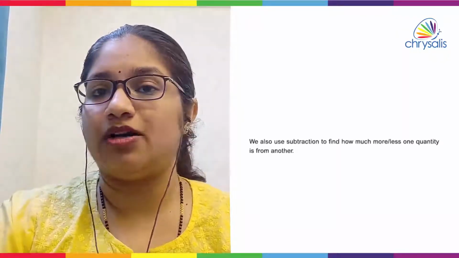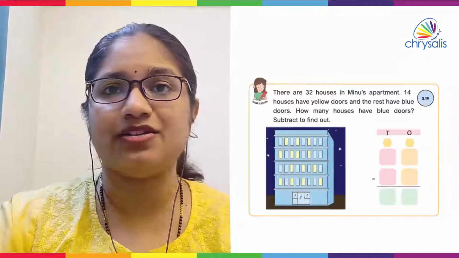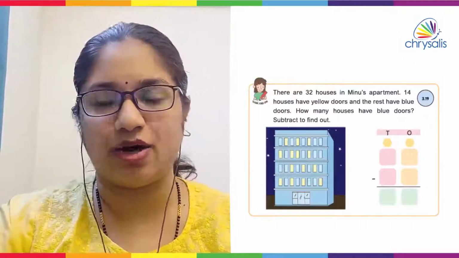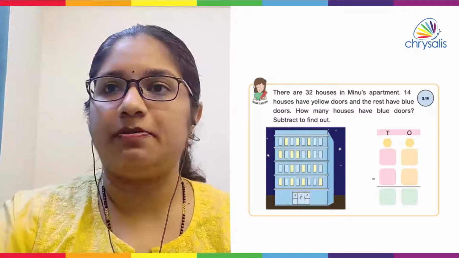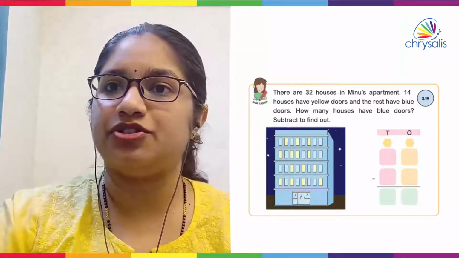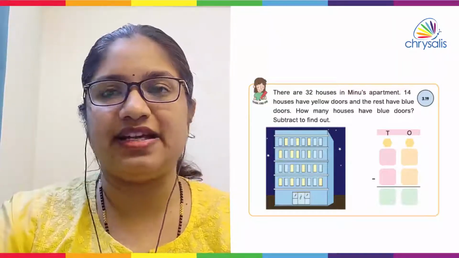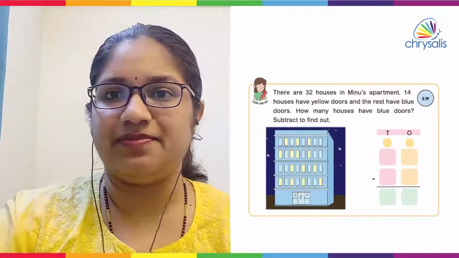We also use subtraction to find out how much more or less one quantity is from another. Now let us do the Think and Ink activity 3.19. If you have your studio with you, open page number 64 and write down today's date, and if not, you can use your notebook and write down today's date and activity number 3.19 to do this activity.